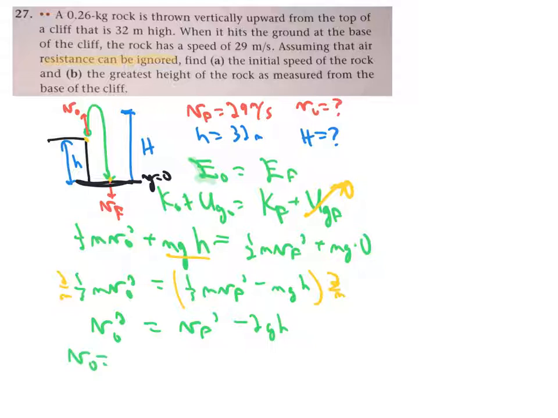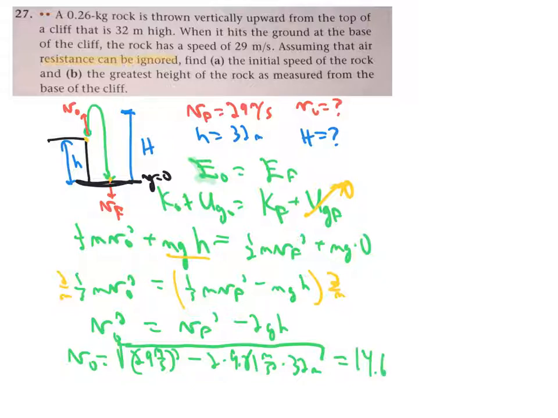So v0 is the square root of 29 meters per second quantity squared minus 2 times 9.81 meters per second squared times 32 meters. You might notice the mass has dropped out. That is not uncommon when we're talking about just gravity. Since gravity scales with the mass, it often just drops out of everything. You should always keep it at the start, though, because there'll be problems where it doesn't go away. But when it does go away, you should feel comforted. You're like, okay, I expect that. V0 ends up being 14.6 meters per second, or really 15 meters per second, because we only have 2 sig figs, which is fine.